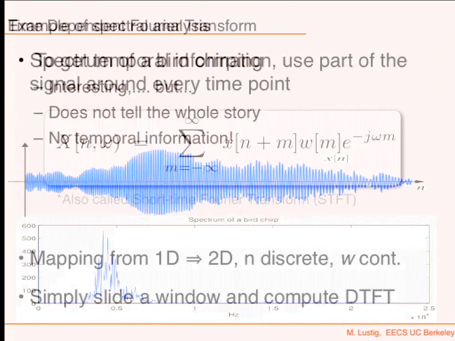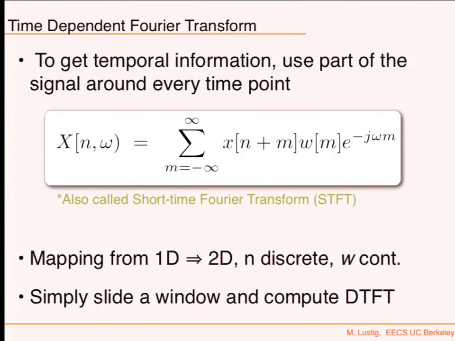So how do we do this? Here comes the time-dependent Fourier transform. What we're going to do is effectively break the signal into blocks, and compute a windowed DTFT for every block. How do we write it down? We write it down this way.